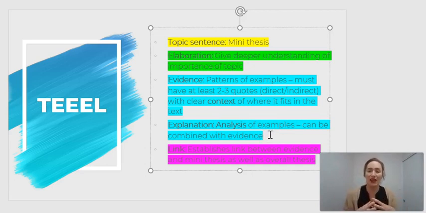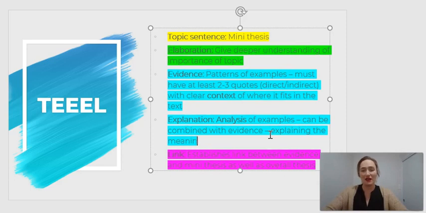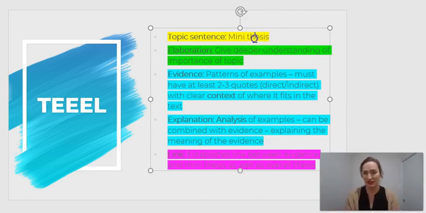So you have to explain the meaning of it. And this is where you are explaining the meaning of the evidence and how it relates to your mini thesis, okay? So you're kind of just breaking that apart for us and saying, it means this, it shows this, the reader now understands this perspective of the character, okay? So this is the meat of it. This part's very important.